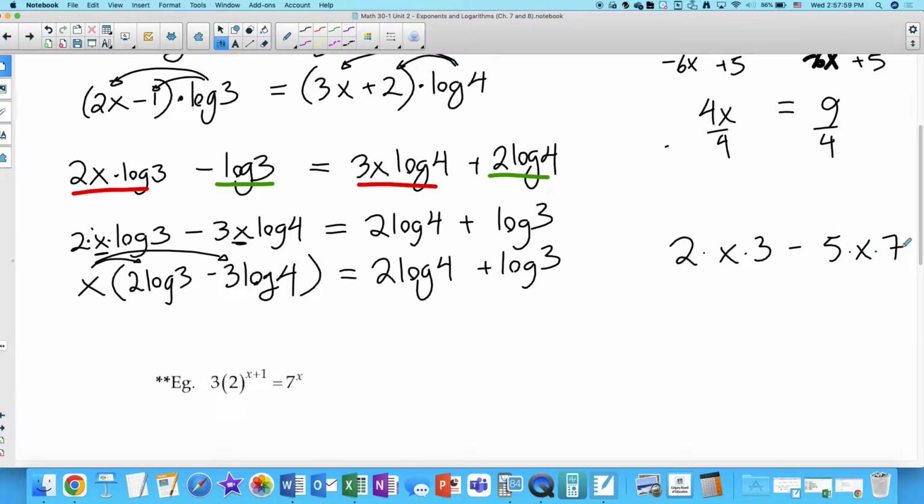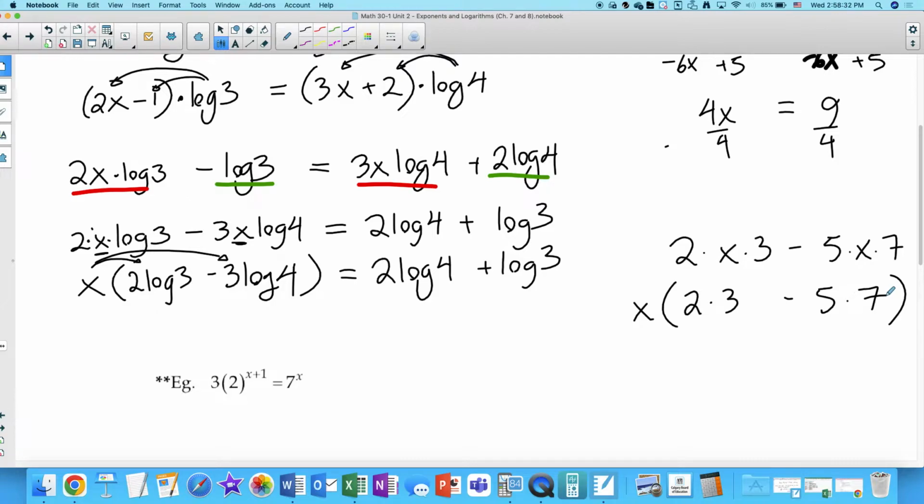If I were to pull an x out and say, okay, well, what's left over? If I divide this by x, I'm going to be left with 2 times 3. And if I divide this by x, I'm going to be left with 5 times 7. I know it's confusing because it seems like this should be a variable, but it's not. It's a number. We can get a decimal approximation for it.